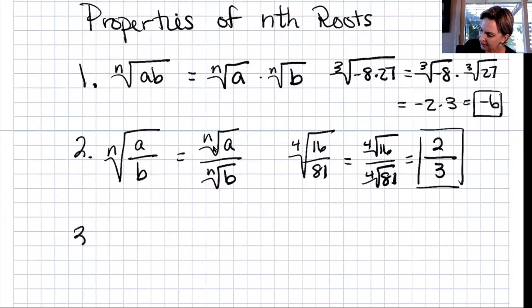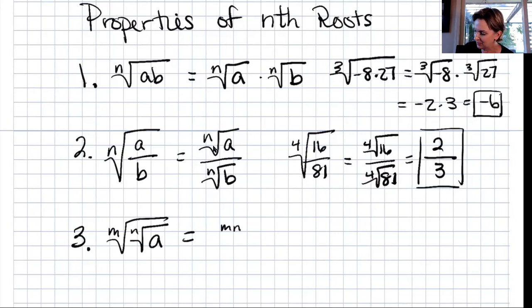Okay, number 3 is one you hate to see in problems, but it's where you've got a root inside another root. Hopefully you don't see this one a ton, but it does happen. When that occurs, you can actually multiply the 2 roots together and combine them into 1, right? So this would be m times n, and just combine them into 1 single root.